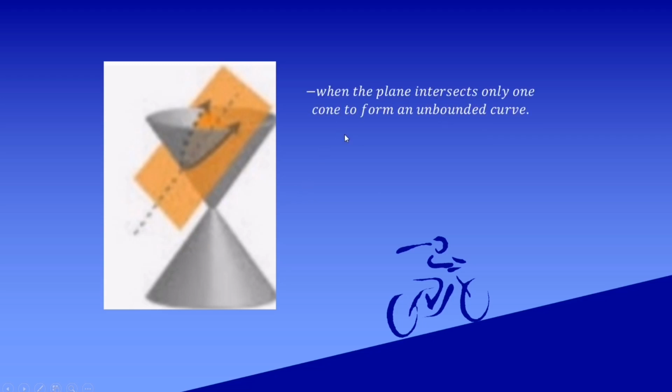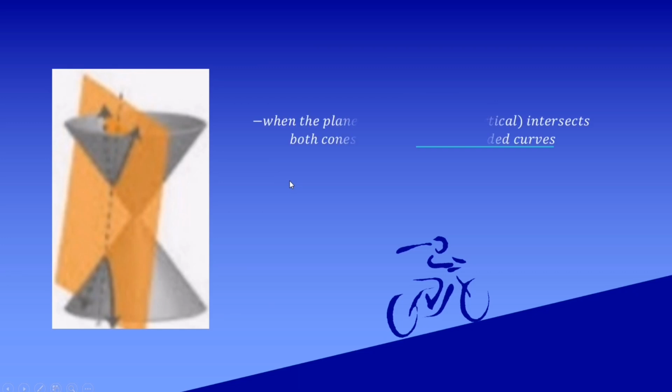Sa pangatlong figure natin, we have the plane intersect only one cone to form the unbounded curve. So, ito yung ating conic section na buo. So, that is called the parabola. We have another figure here wherein the conic sections form.